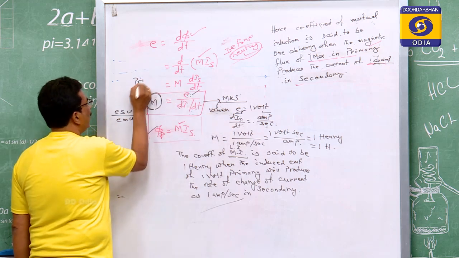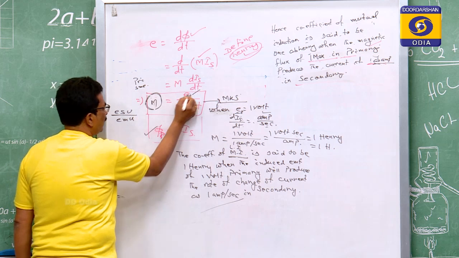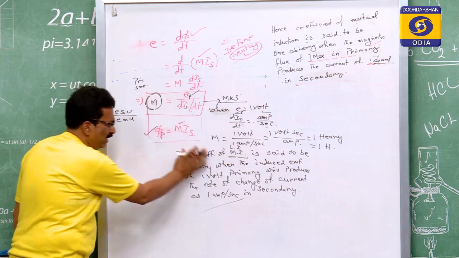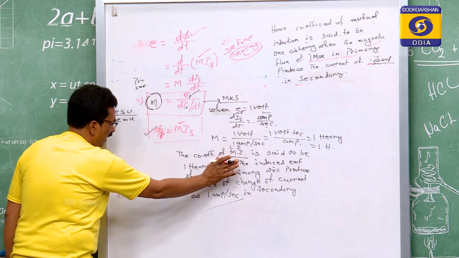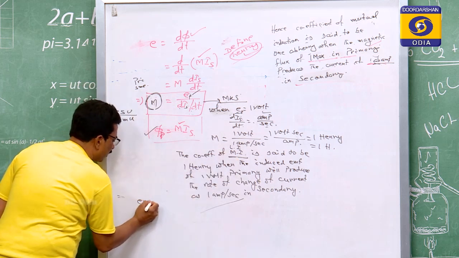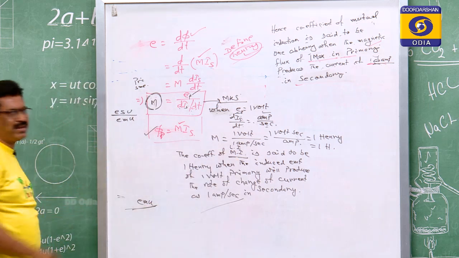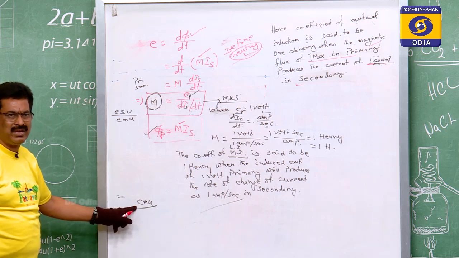One is the primary, the second one is the secondary. If this is the primary, then this is the secondary. This is its definition for the MKS case. If you go for the EMU, just remember the mind. How will we follow for the EMU?